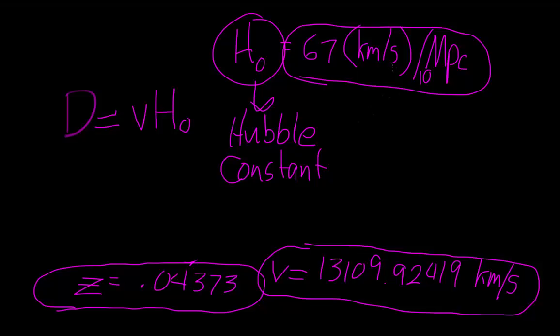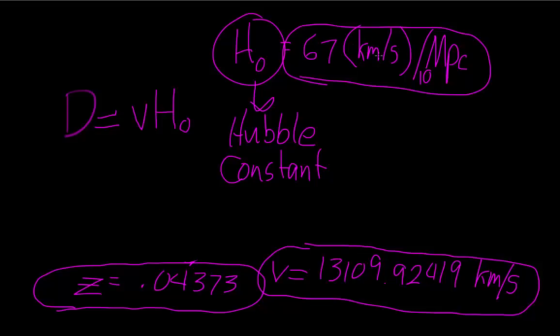So basically what this means is that every 10 megaparsecs you travel from Earth, space is expanding at about 67 kilometers per second more. So think about it.